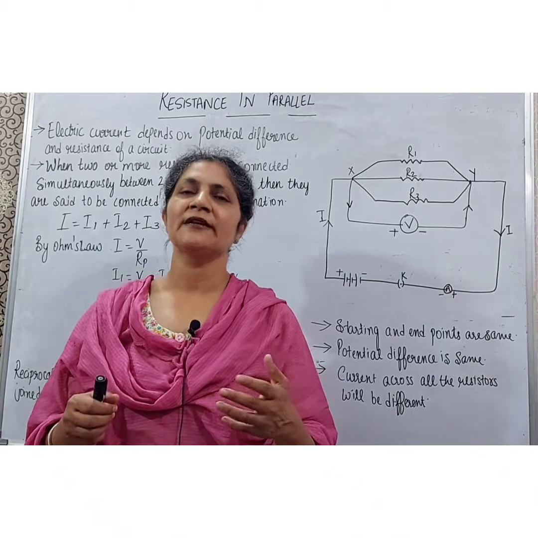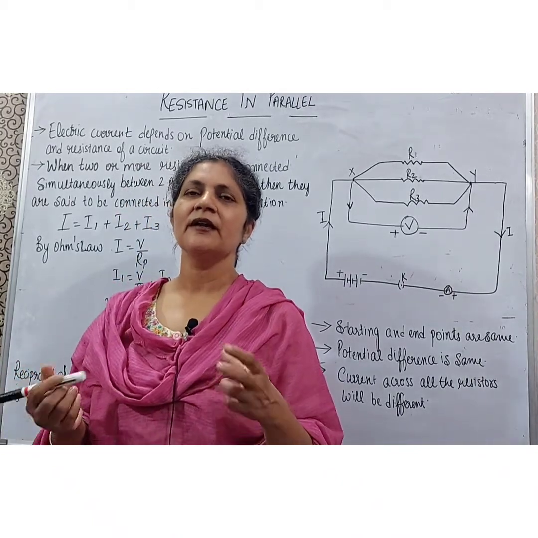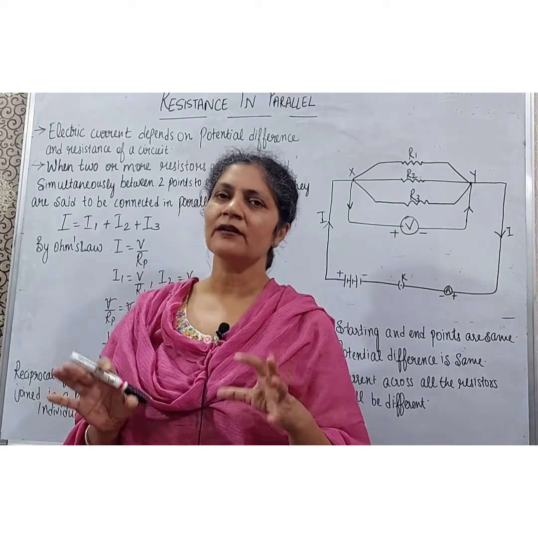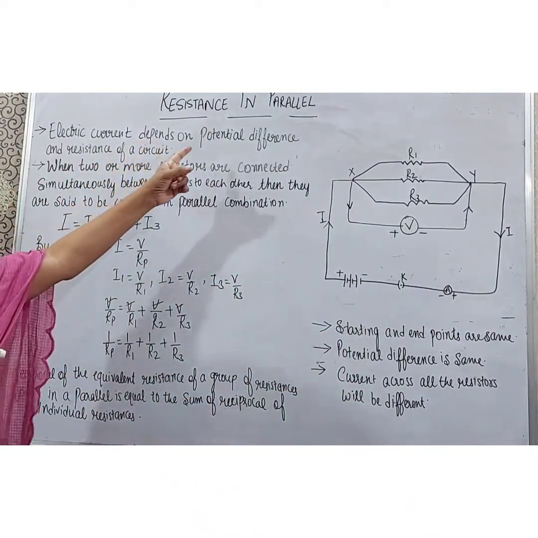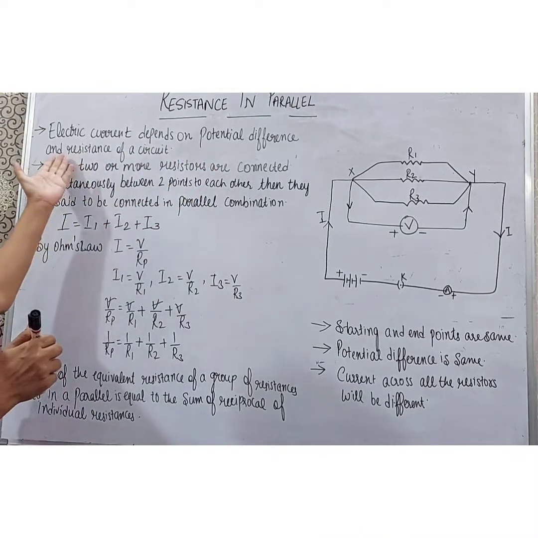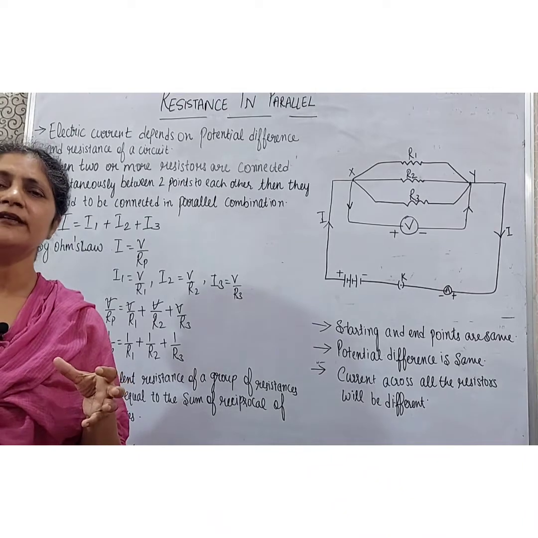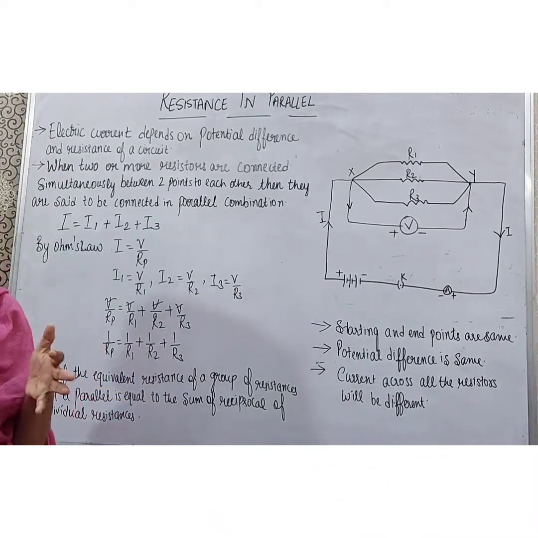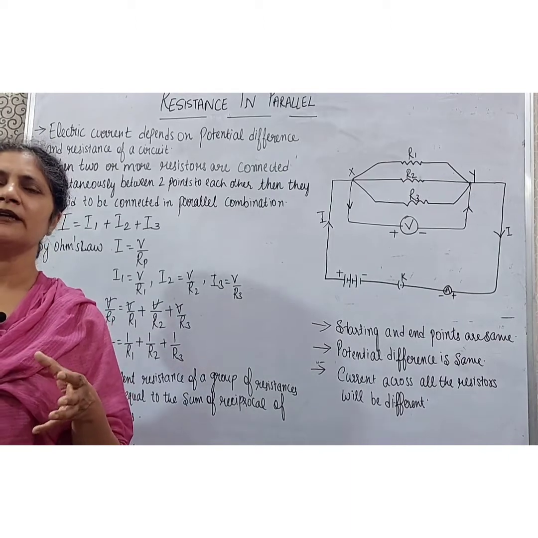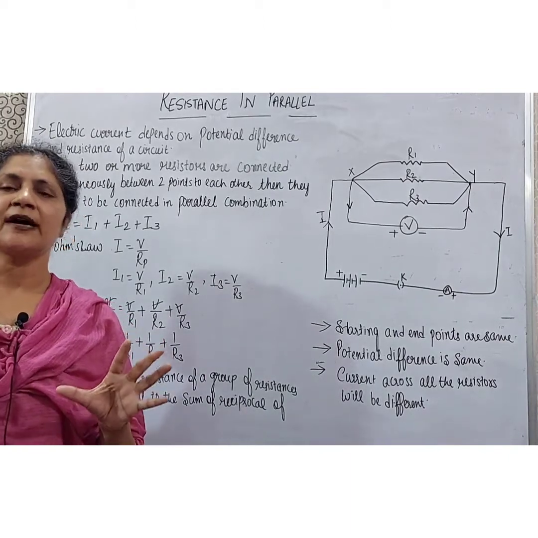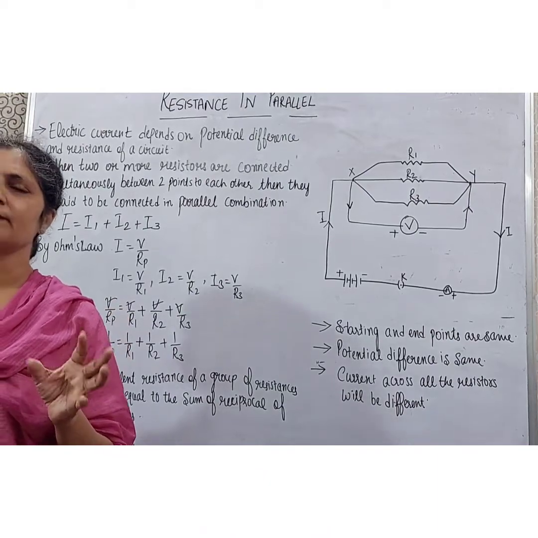In the previous lectures, we were discussing the chapter electricity, in which we concluded that electric current depends upon what? Potential difference and resistance of a circuit. Now students, in many electrical appliances, we need two or more resistances. They can be connected in two ways. Either resistances can be connected in series or in parallel.